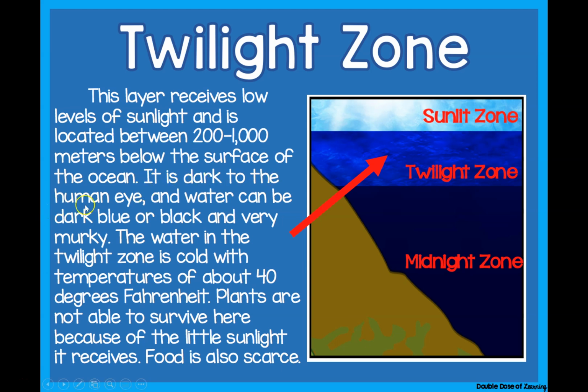It is dark to the human eye, and water can be dark blue or black and very murky. The water in the Twilight Zone is cold, with temperatures of about 40 degrees Fahrenheit, so it's pretty close to freezing. Plants are not able to survive here because of the little sunlight it receives, and food is also scarce. So this is a hard place to survive.